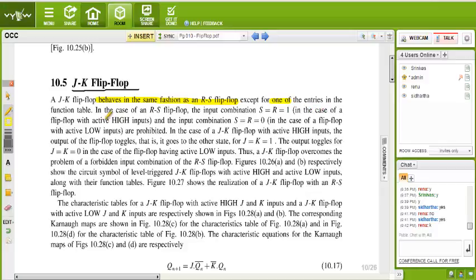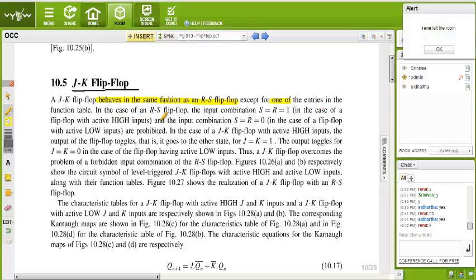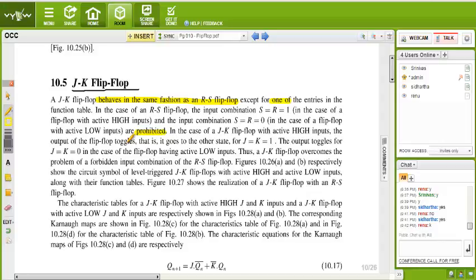In case of an SR flip-flop with active high input, the input combination S equal to 1 and R equal to 1 cannot be used, because it is prohibited. But in case of a JK flip-flop with active high input, the output of the flip-flop toggles. That means if we give J equal to 1, K equal to 1, the output toggles. Toggle means, suppose the earlier output was Q equal to 0, then it toggles to 1.